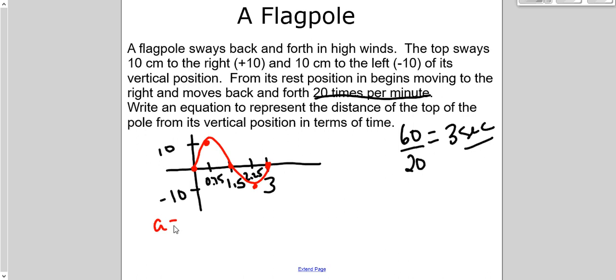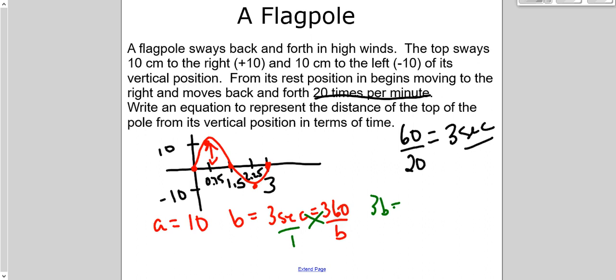Now, the reason why I do this is because it becomes easier for me to see what my different values are going to be. For example, for my amplitude, I can take my max minus my min and divide by 2, but I can just see from my graph that it has an amplitude of 10. My period is 3 seconds, but to figure out what I'm going to put into my equation, I have to put that equal to 360 over b. From there, I cross multiply, so I get 3b equals 360. Divide by 3 and divide by 3. So 120 is the number we're going to use in our equation.